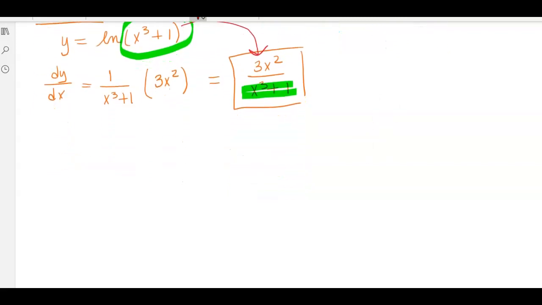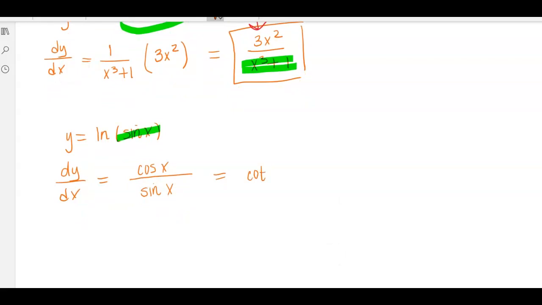Let's do another example. Let's let y equal natural log of sine of x. Then the derivative will be, based on what I was just saying, I'm going to write the function that I see that I'm taking the log of down in the denominator. So I'll write sine of x here. And then the derivative of what I'm taking the log of goes into the numerator. The derivative of sine of x is cosine of x. And we know from our trig identities that cosine over sine is the cotangent.